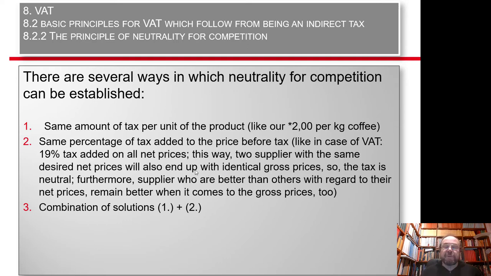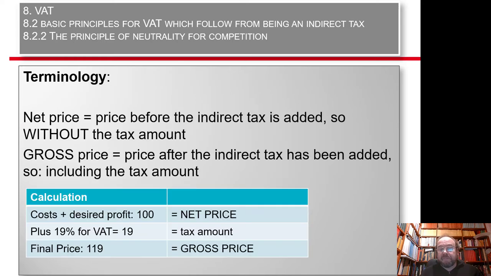Or number three would be you could combine the two approaches. For example, I believe that the case was a tobacco case. Don't nail me down on it. I'm no expert in tobacco cases and similar things, but there are some taxes where you pay a fixed amount per unit of the product plus a certain percentage of the price which you demand for it. That would also be neutral.